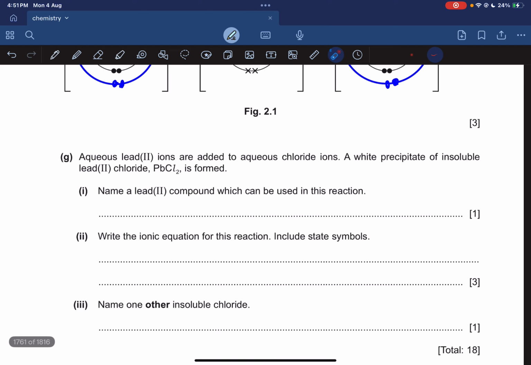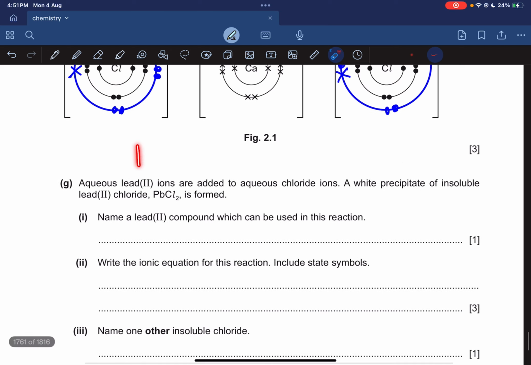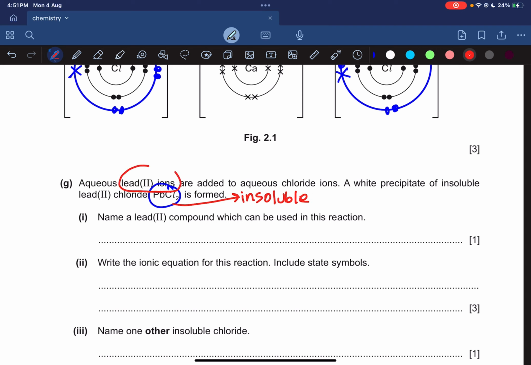Aqueous lead 2 ions are added to aqueous chloride ions. You have lead 2 ions, which are Pb2+ ions, and you've added them to chloride ions. A white precipitate of lead chloride is formed. Name a lead compound which can be used in this reaction. When you have to make an insoluble salt, because lead chloride, you should all know this, is insoluble if you have learned the solubility rules, you need two soluble substances. So lead ions have to be added from a compound that's soluble. So you can take lead 2 nitrate or any other soluble lead compound, because all nitrates are soluble. So lead 2 nitrate is soluble.